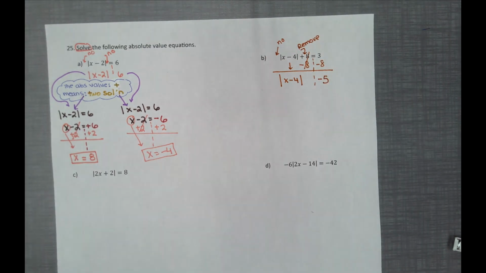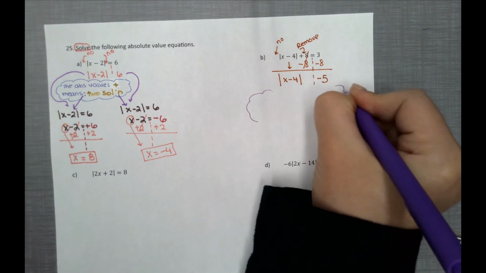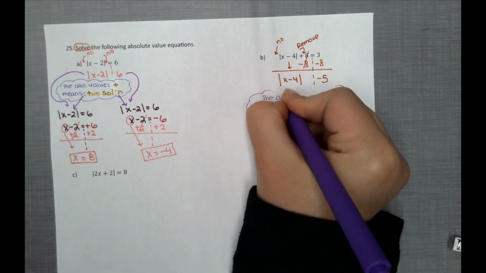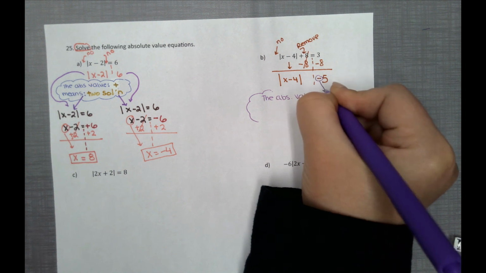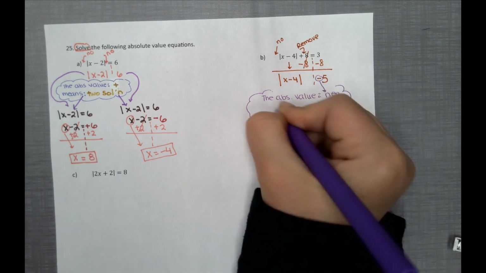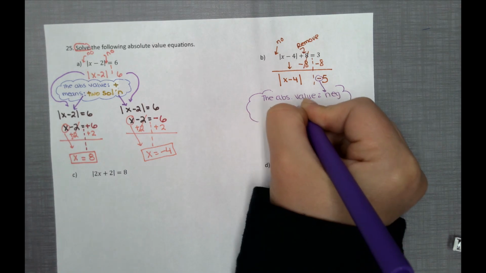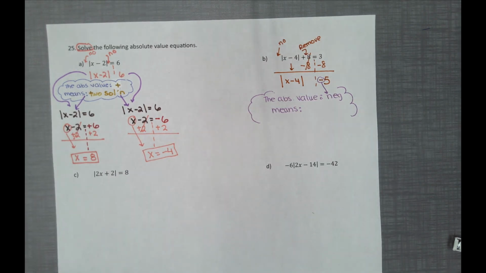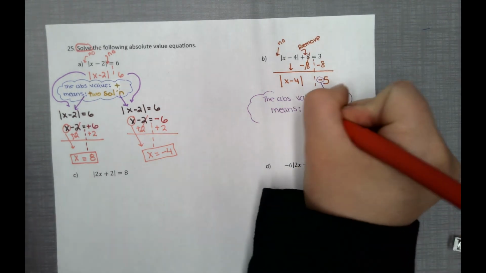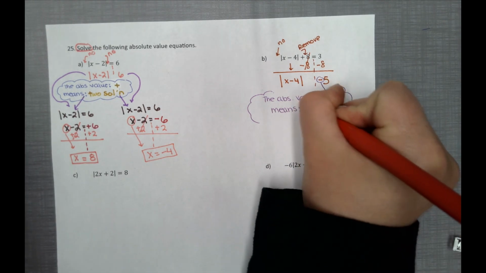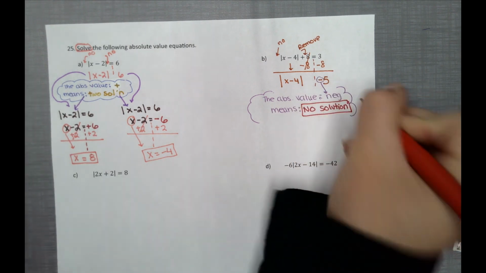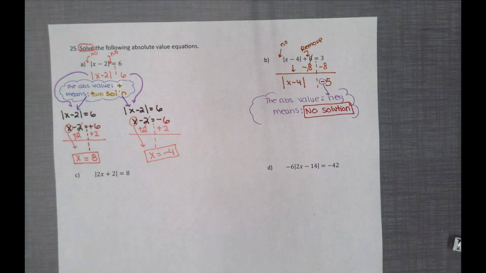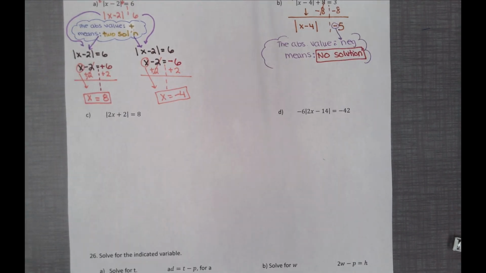Here's where we do our thinking bubble. The absolute value negative, and which means, take a look at the last questions. I think it was questions number 24, A, B, and C. So if it's negative, it means no solution. We're going to box no solution because that is the answer. We're done with B. Moving on to the next one.